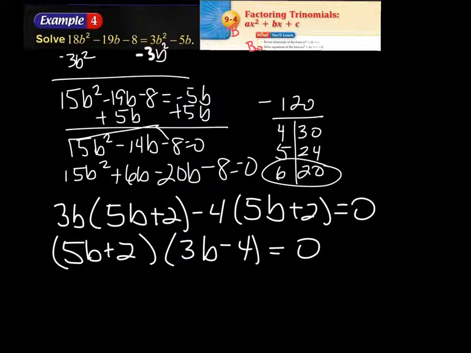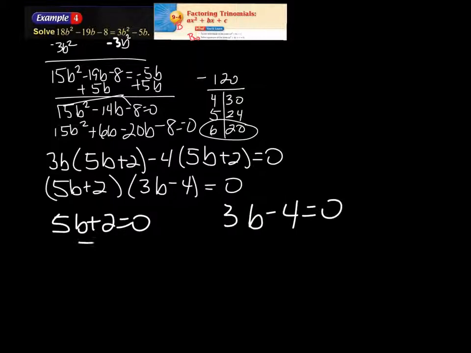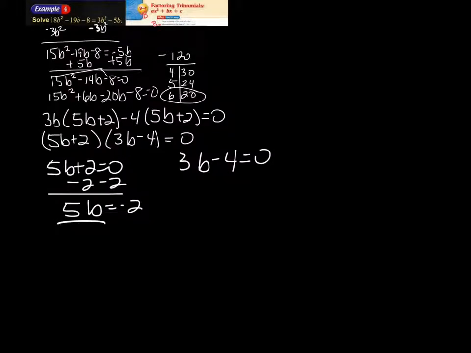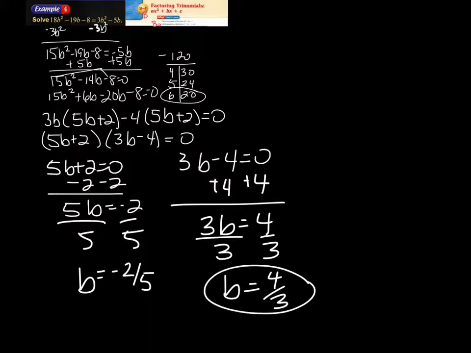Next, we can use our zero product property. So either 5b plus 2 equals 0 or 3b minus 4 equals 0. So if we subtract 2 from both sides, I have 5b equals negative 2. Divide both sides by 5, and I get b equals negative 2/5. And add 4 to both sides. 3b equals 4, divide by 3, and b equals 4/3. Those are our two solutions.